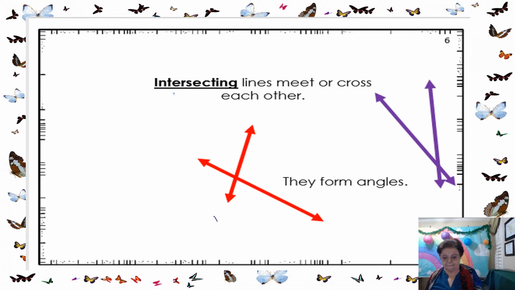Intersecting lines meet or cross. This line and this line are crossing. Intersecting lines make a V. They cross, they make a V. There's a V, and here's a V. Oh, look, and here's a V, and here's a V.